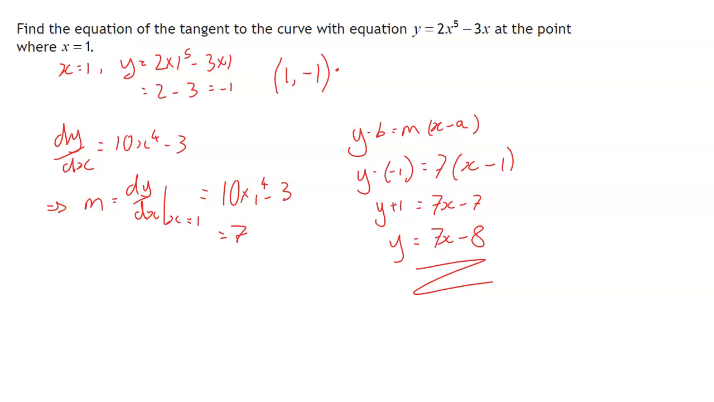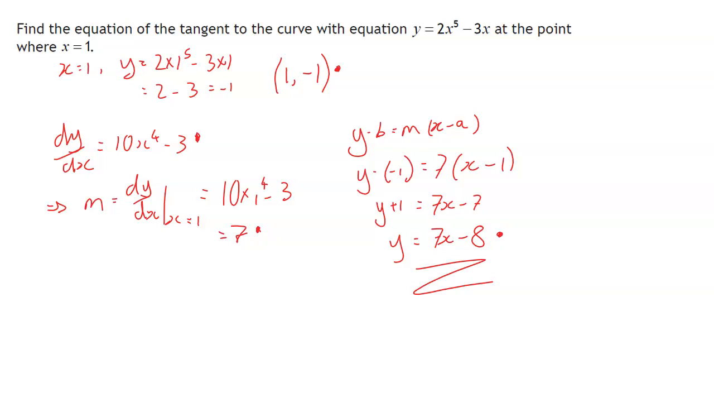We get 1 mark for finding the full coordinate. We get a second mark for differentiating and realising that's how we get the gradient. We get a third mark for finding the numerical value of the gradient by substituting in x equal to 1. And then our final mark is given to us by the full equation of the straight line, i.e. the tangent to the curve at the point when x is equal to 1.